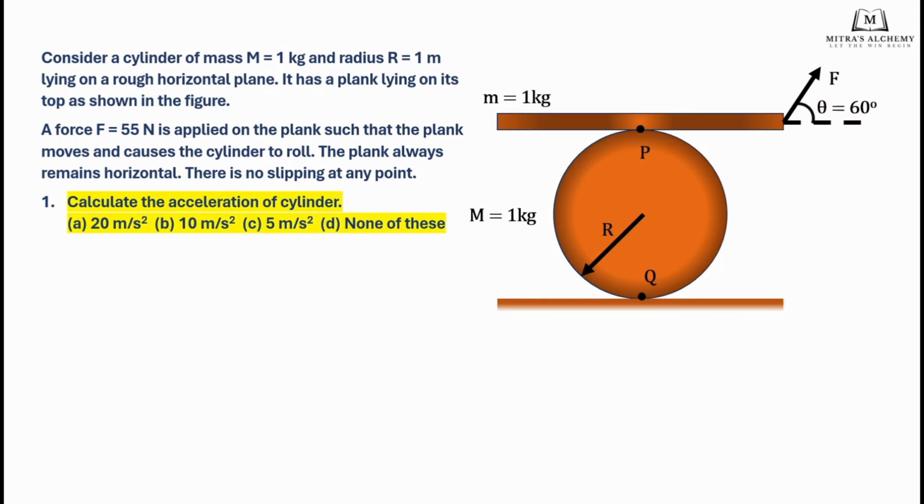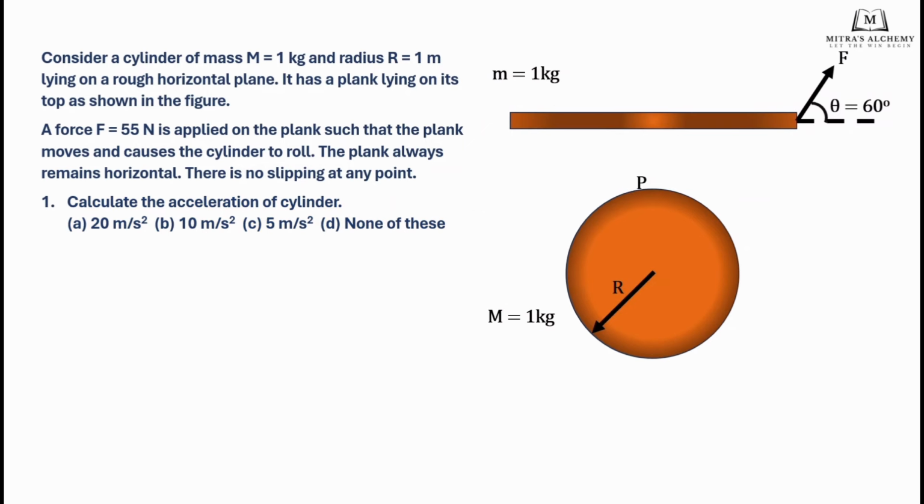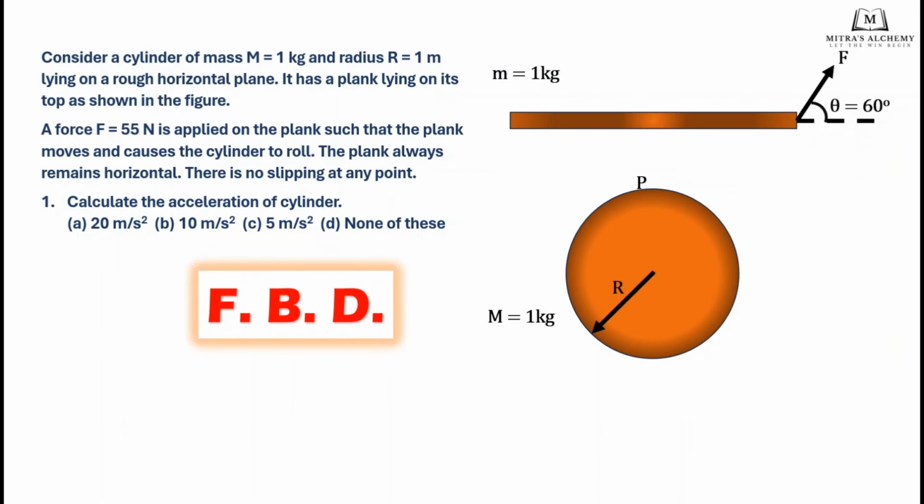To solve the first part, we split the image into two parts separately and draw the free body diagrams, called the FBD. We have the two components of the force, that is F sin theta and F cos theta. We have the friction F1 acting towards the left for the plank. We have mg acting downwards for the plank and the normal reaction N1 acting for the plank. And finally we have the resultant acceleration a acting on the plank.